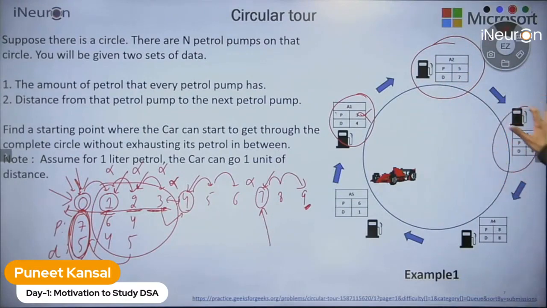This is my first step. This cannot be my first step. This is having 3 petrol and distance is 4. So I will not start from here. This has equal petrol and distance 8. I can start from here.